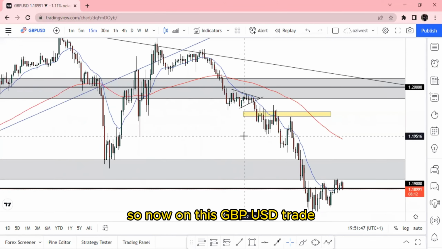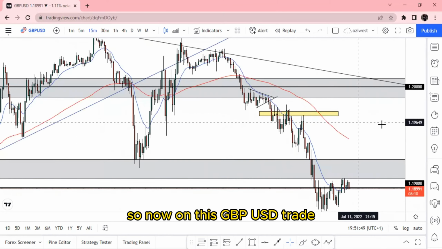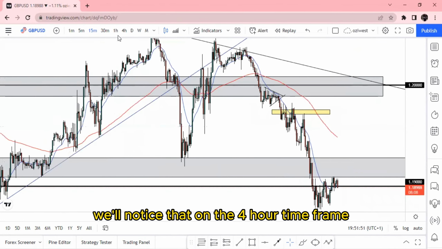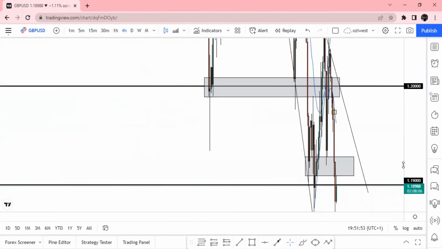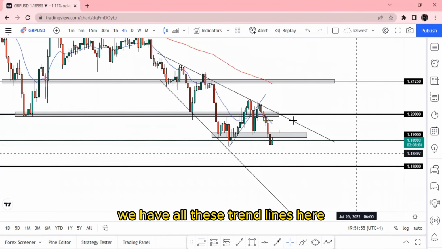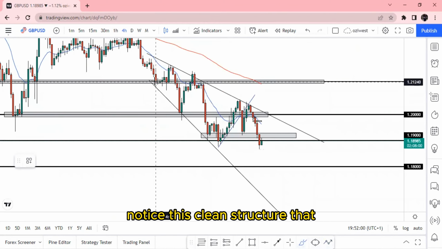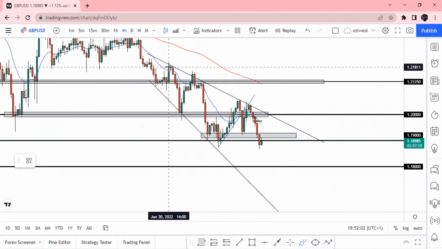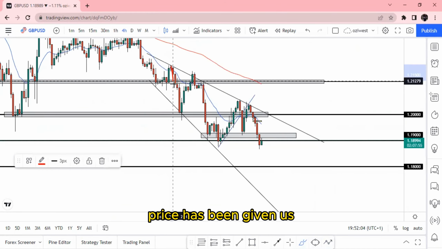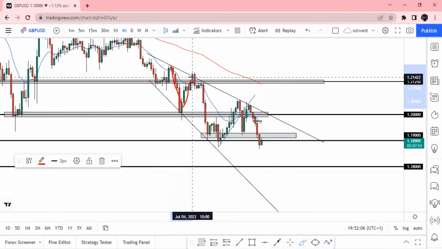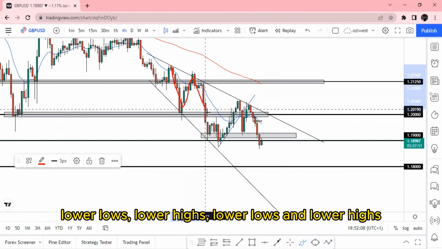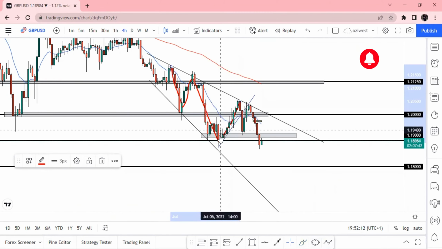So now on this GBPUSD trade, we'll notice that on the 4-hour time frame, you have all these trend lines here. Notice this clean structure that price has been giving us. Lower lows, lower highs, lower lows, and lower highs.